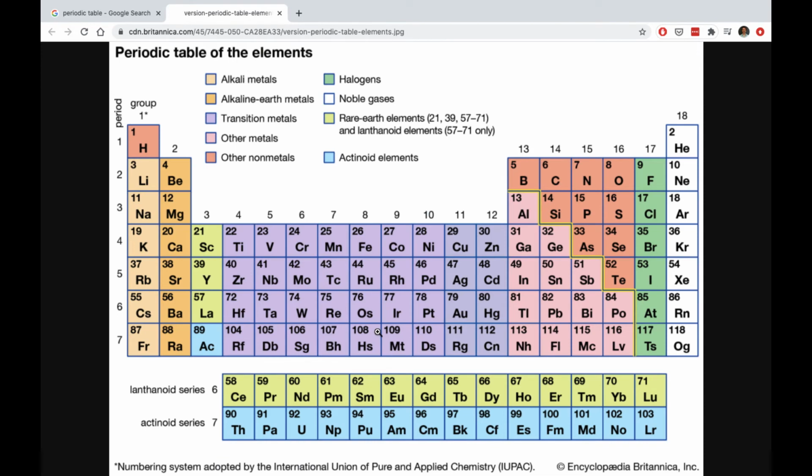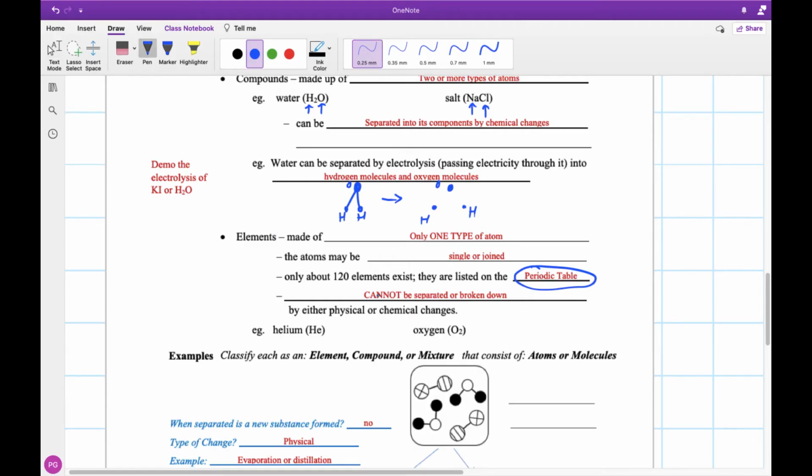Some of you might be familiar with the periodic table. You've probably seen pictures of this, maybe in classrooms or in textbooks. These are a list of all of the elements. And there's about 120 of them. The key thing about elements is they cannot be separated or broken down. We can't pass electricity through it, right? These are just elements, just our atoms. So we can't change them by physical or chemical changes.